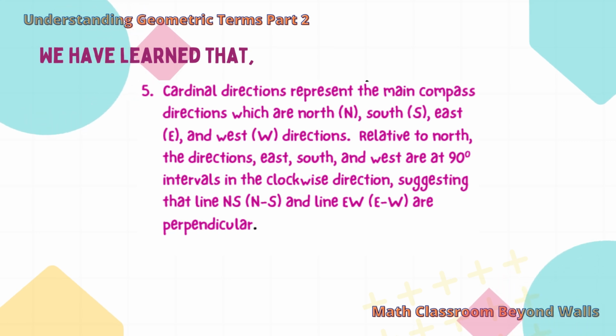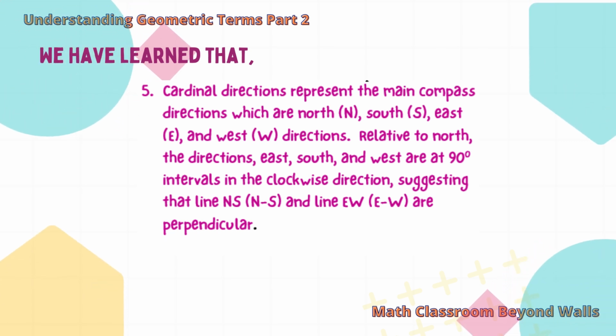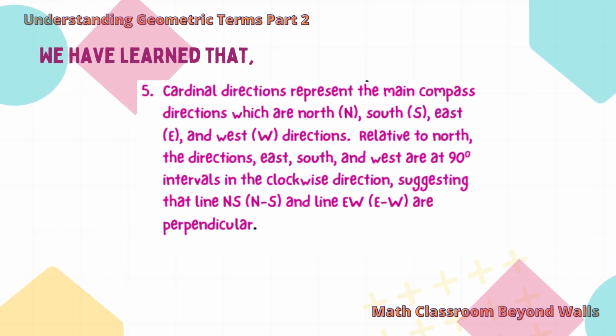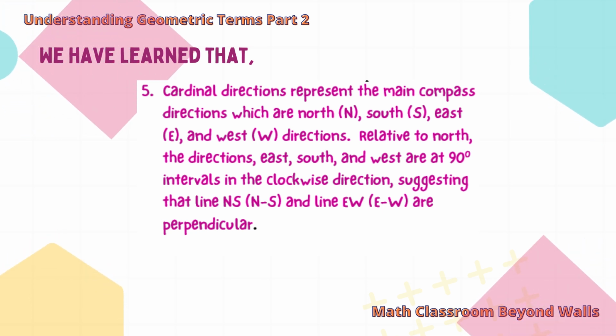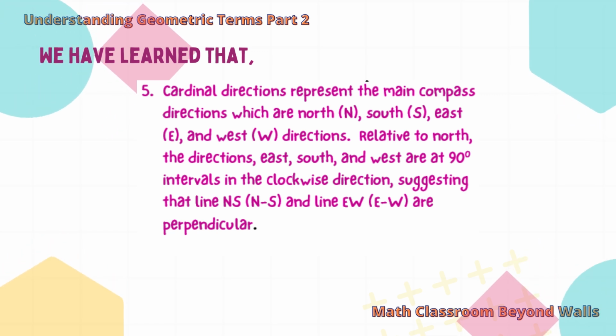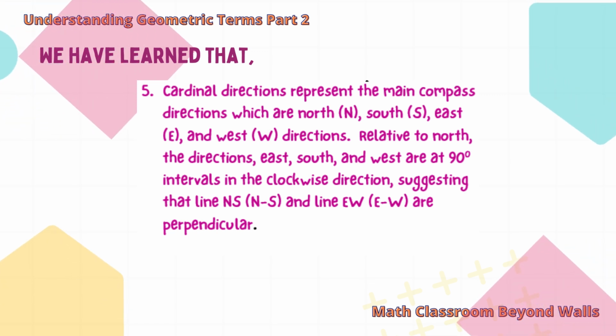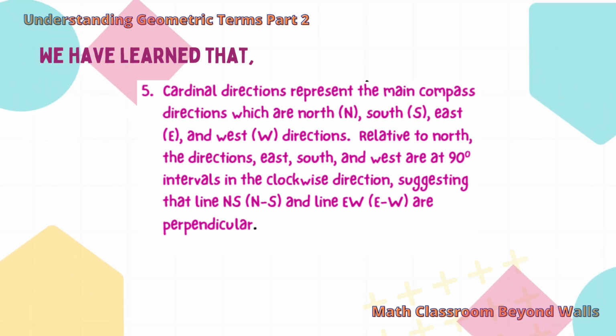Fifth, cardinal directions represent the main compass directions, which are north, south, east, and west directions. Relative to north, the directions east, south, and west are 90-degree intervals in the clockwise direction, suggesting that the line north-south and line east-west are perpendicular.